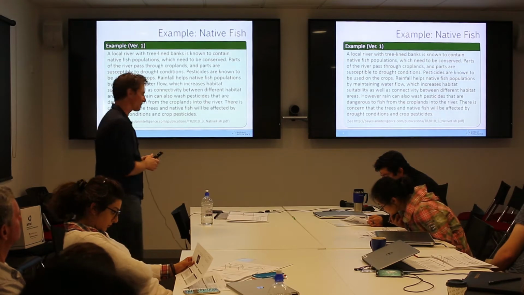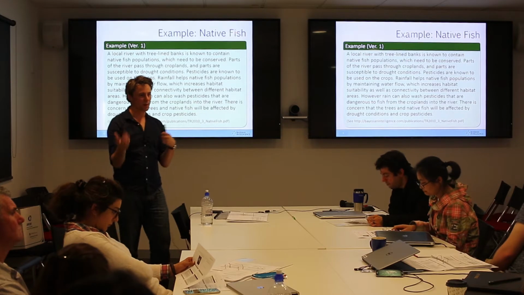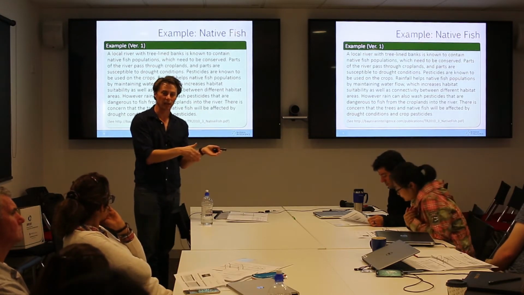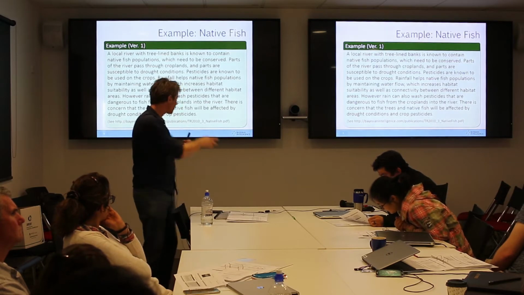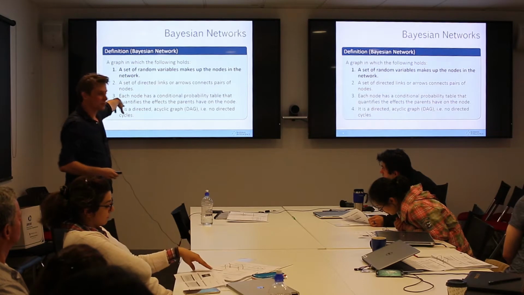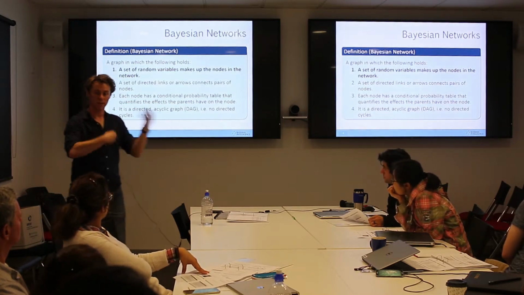Everybody good? Okay. Basically, we've got our croplands and we've got a river going through there, and we're worried about what actions we're going to be taking on the croplands and how that's going to impact the native fish population there. There's a whole lot of other details in here that are interesting to the model as well. So we go back to our definition here, and we're going to go through each of these different points and start building our Bayesian network.